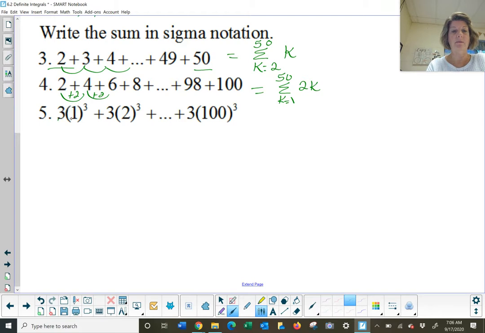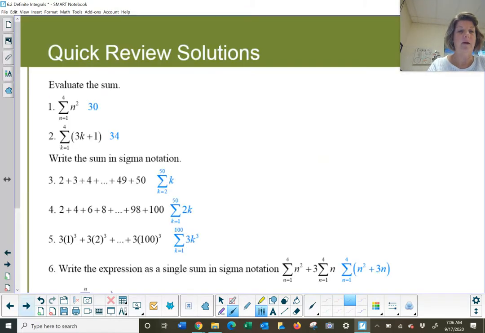I've got 3 times some number to the third. It looks to me like we're just increasing this number by 1. So let's say we have the summation, I'll use n this time, n equals 1, and that's going to be 3 times n to the third, and we need to stop once we reach 100. So some nice easy patterns to work with on that one, not so bad. All right, quick review. We did all those. We should be fine.